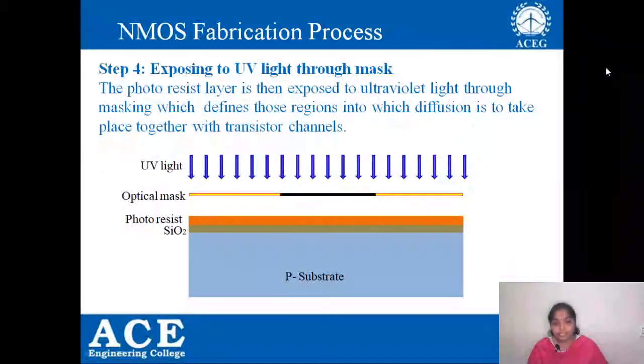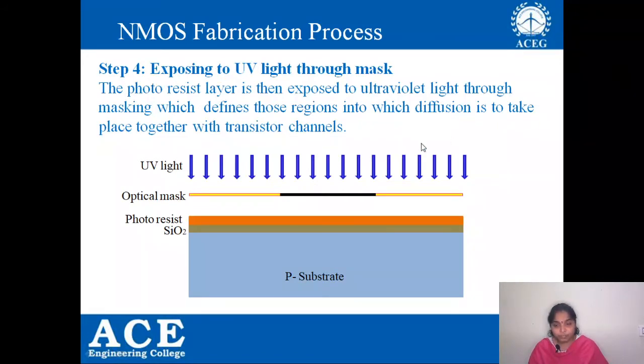Now coming to the next step, this is exposing the photoresist layer to UV light through an optical mask. Here the photoresist we have used is a negative type photoresist. Negative type photoresist, when exposed to UV light, gets hardened, and where it is not exposed to UV light, it remains soft. Here the optical mask is an opaque plate, a non-transparent plate which has transparencies in it.